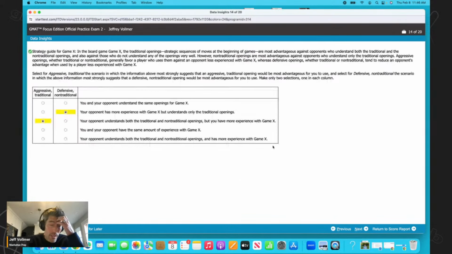13, 14. All right, yeah, we don't know. I don't know if I need to go through this one again so much, but basically what I would say here is this one sounds like a reading comprehension passage to me. Where's the text support? So where's the support for aggressive, traditional? Aggressive is here, right? Favor the player less experienced, and then traditional, advantageous against opponents who understand traditional and non-traditional, and that's what this third option says, right?